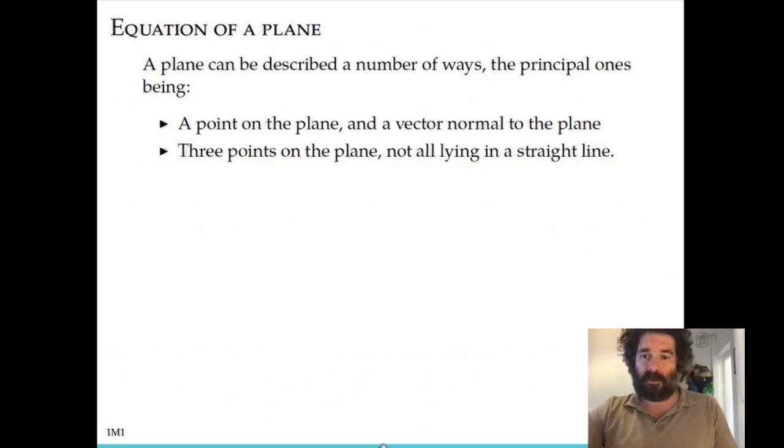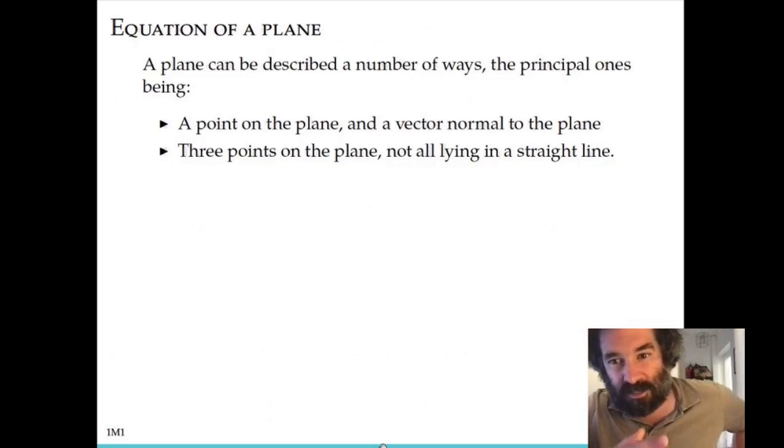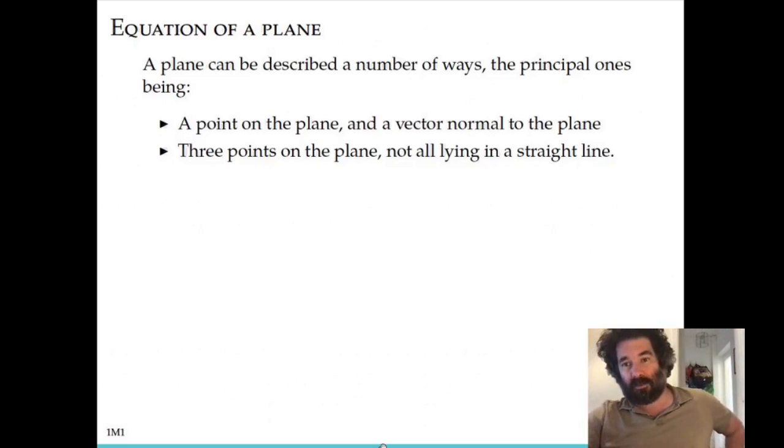So first of all, let's think about how we can specify a plane. Similar to how we talked about how we could specify a line when we were talking about an equation for a line, the first way we could specify a plane is by giving a point on the plane and a vector which is normal or perpendicular to the plane. So this word normal is another word that means the same thing as perpendicular and orthogonal. So we use those 3 terms all interchangeably.